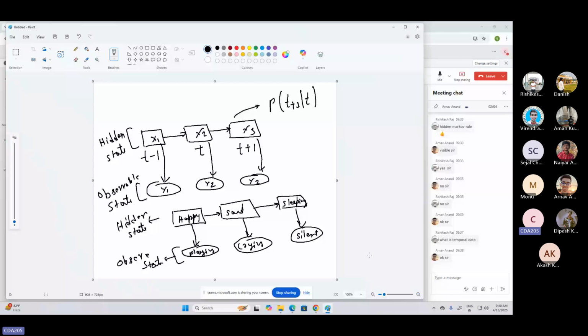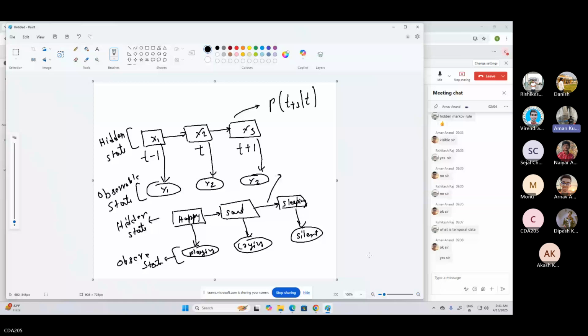Okay. So this is the transition probability. It is from one hidden state to another hidden state. And this is the emission probability. Okay, are you clear with this? Now one more example I can tell you.